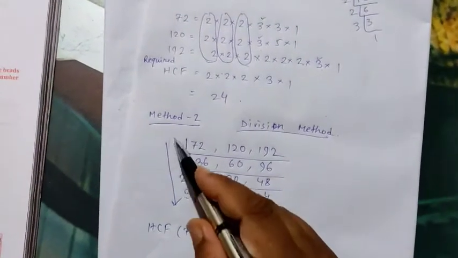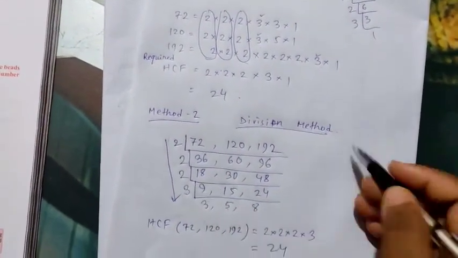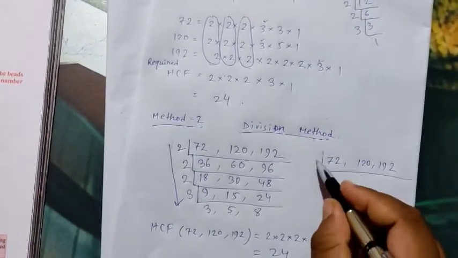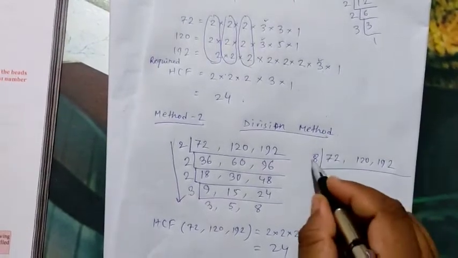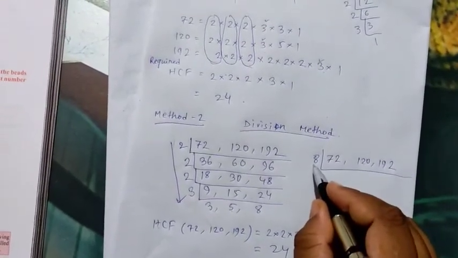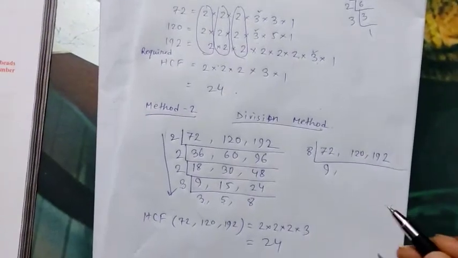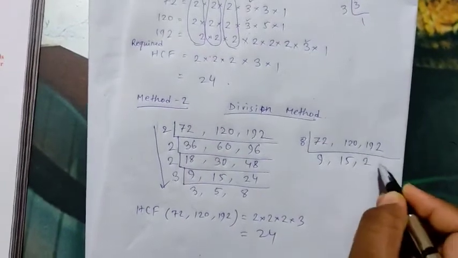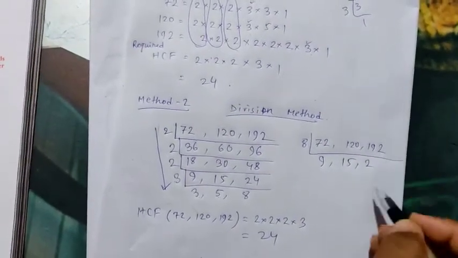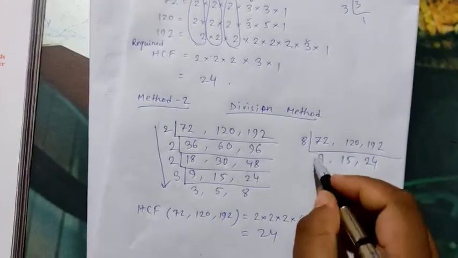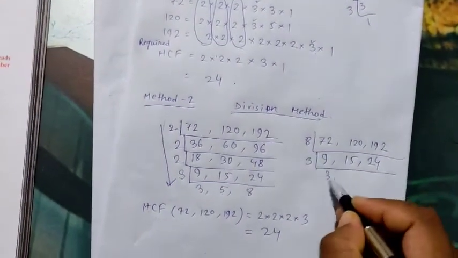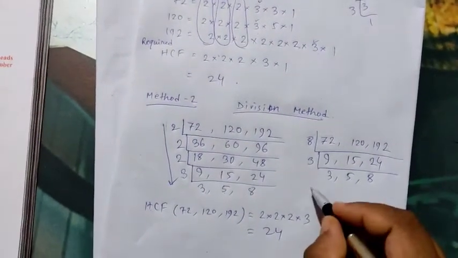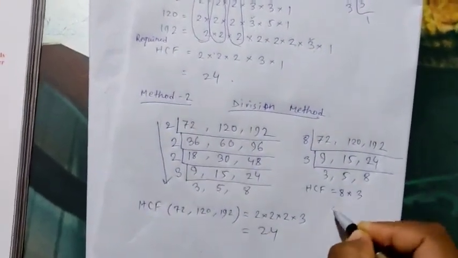Now we have given here all the prime numbers, but it is not necessary to give the prime numbers only. We can do this one by giving the 8 only. So 8, if I directly give 8 here, 8 9s are 72, and 8 15s are 120. Now 8 2s are 16, 32 is there, so 24 we will get. Then 3 3s are 9, 3 5s are 15, 3 8s are 24. So the HCF here we will get 8 into 3, that is 24.